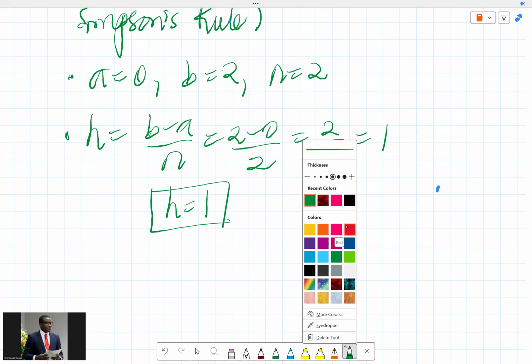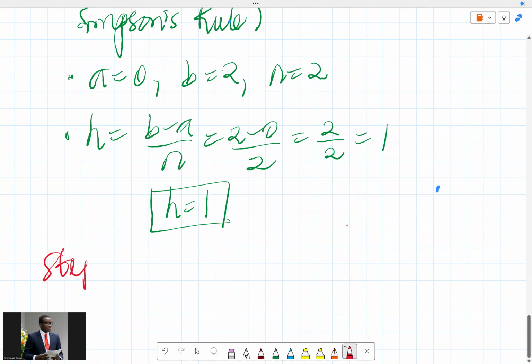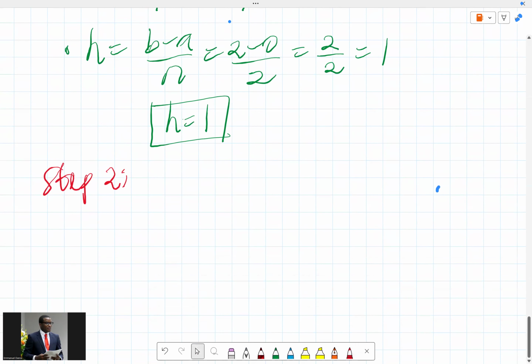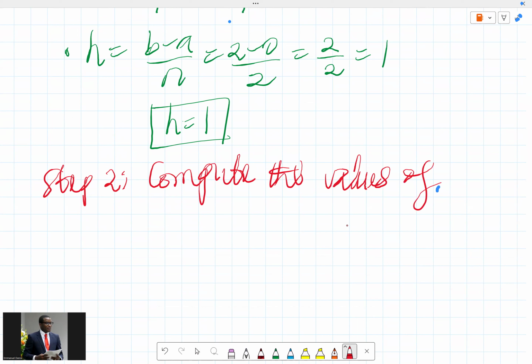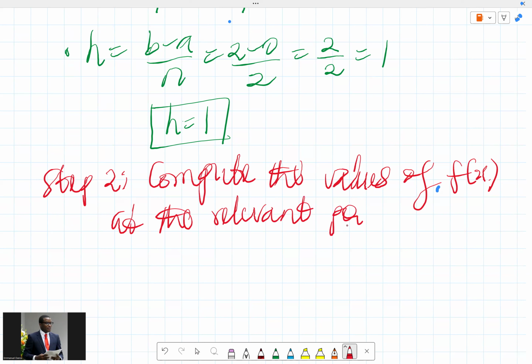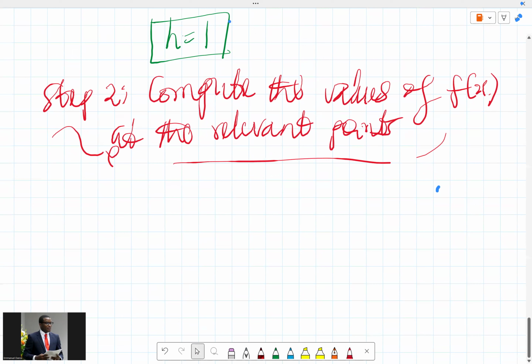And then we move on to step 2. In step 2, we compute the values of f of x at the relevant points. So now we have f of x equals x squared plus 1, which is the integrand.